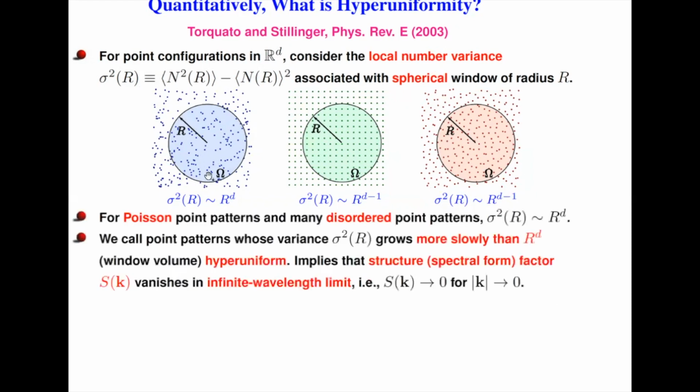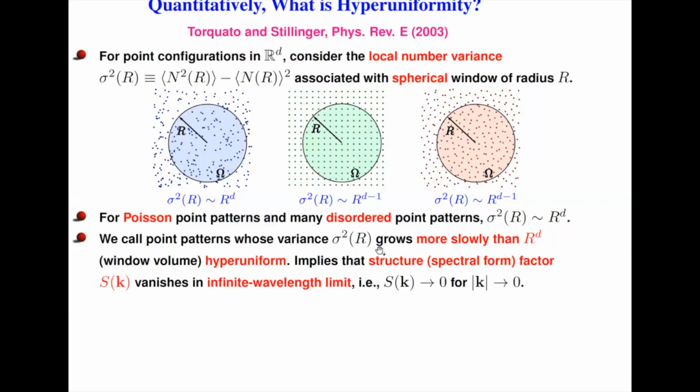Now, if you have a typical disordered system, like a Poisson point pattern, ideal gas, a typical liquid, this variance for large R scales like the volume of the window, the radius to the dimension. If you have a crystal, it scales like the radius to the d-1, which is the surface area of the window. And imagine now you have a disordered system, like this one here, that behaves just like the crystal at large scale. So it scales not like a typical system where the variance grows like the volume, but it scales like the surface area. Well, for large R, this is considerably much smaller than this. So that's what I mean by suppression of large-scale density fluctuations.